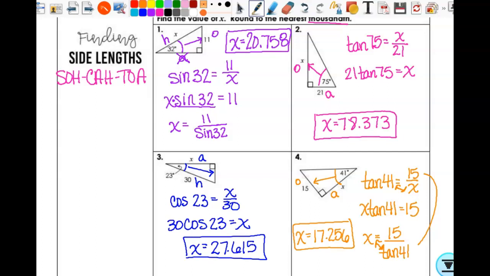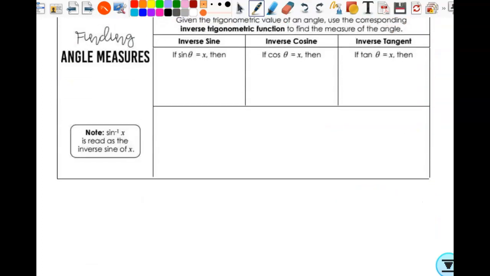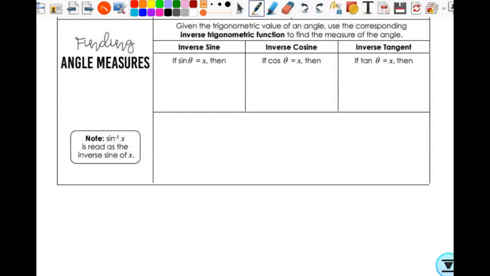Okay, so let's talk about angles, because that was us finding sides. So now we're going to talk about how to find the angle measures. We do that using inverse trigonometric functions, okay? So let's say that I have the square root of x equals y, and I'm solving for x. I need to get x by itself. I need to undo the square root. What undoes the square root? Squaring it, because squaring and square root are inverses of each other.